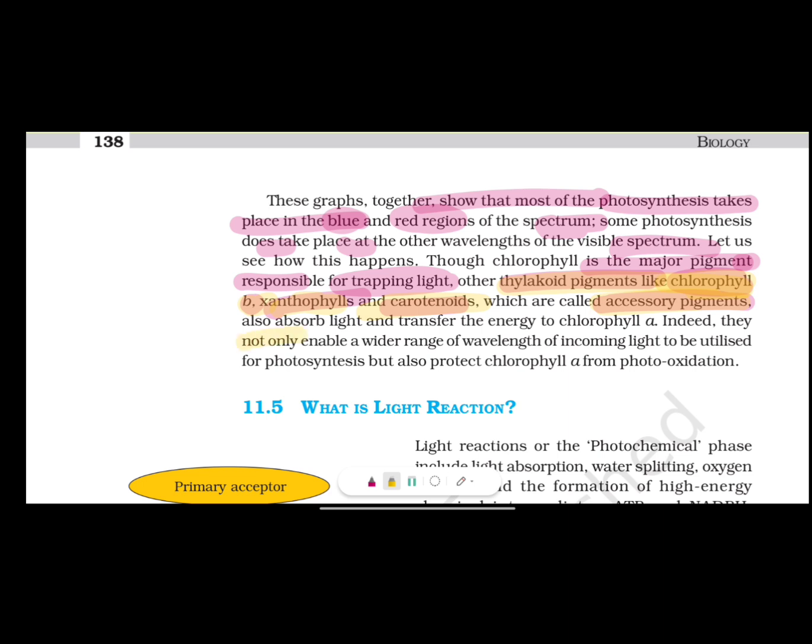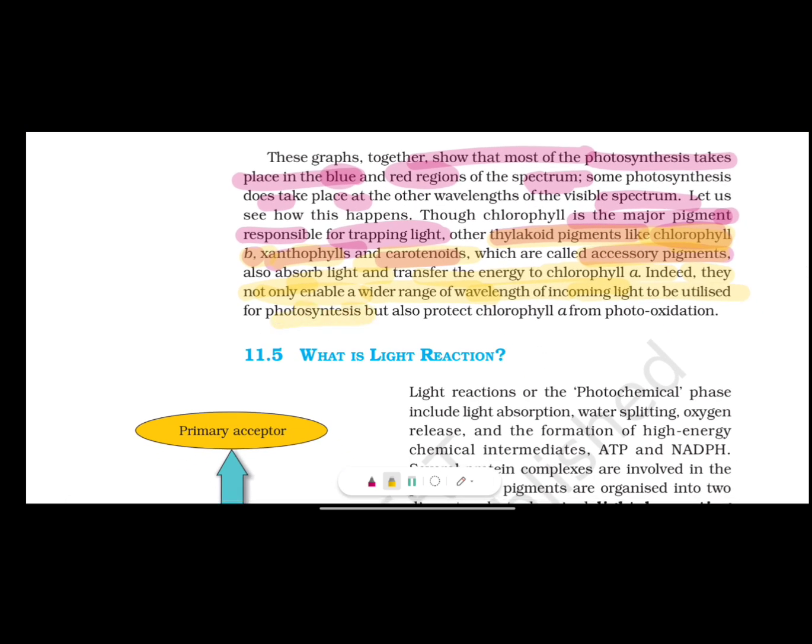They also observe light and transfer the energy to chlorophyll A. Indeed, they not only enable a wider range of wavelengths of incoming light to be utilized for photosynthesis, but also protect chlorophyll A from photooxidation. Also observe, the accessory pigments observe the light, but they transfer the energy to chlorophyll A.